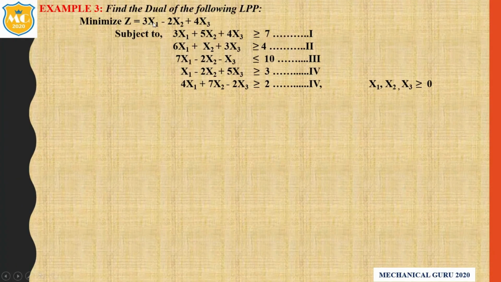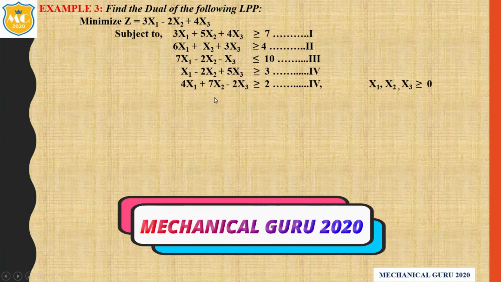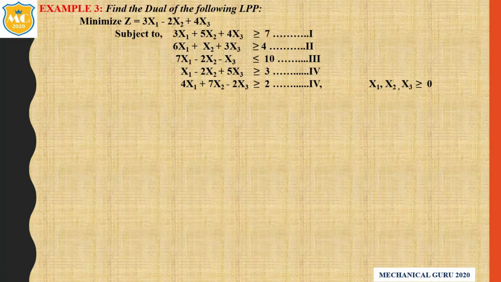Minimize z is equal to 3x1 minus 2x2 plus 4x3. Okay, and here are the constraints. So here all the constraints are greater than or equal to, except one sign which is less than or equal to. That means our problem is not in standard format. So first we have to prepare the standard format, then convert to the dual problem.